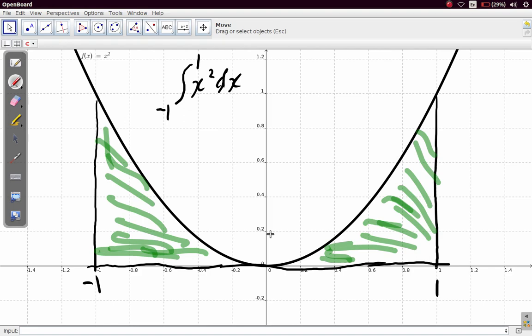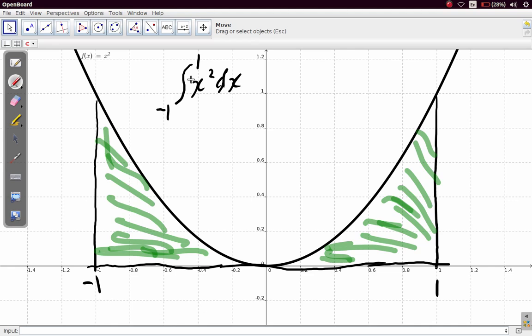Now, what I want you to do is pause the video and perform this integration. So, go. Alright, you've paused the video and you've done it. What did you get? And how does it compare to what was obtained in the previous video?